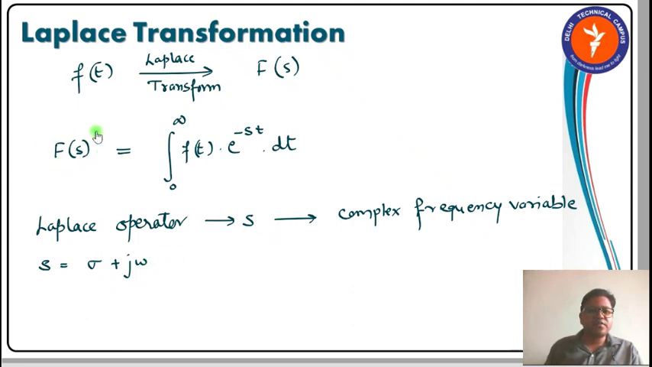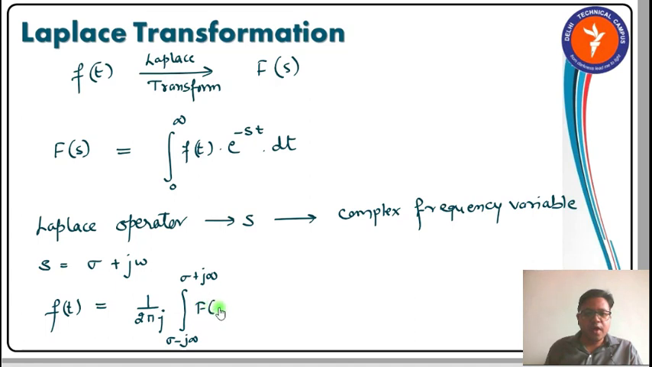And if we have F of s, we need to convert it back into the time domain to get the ultimate answer. So in time domain, this f of t can be written as 1 by 2 pi j times the integration from sigma minus j infinity to sigma plus j infinity of F of s into e raised to power st ds. So this is the inverse Laplace transform.